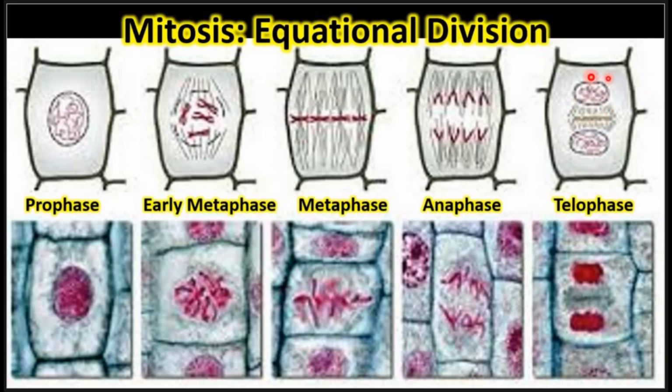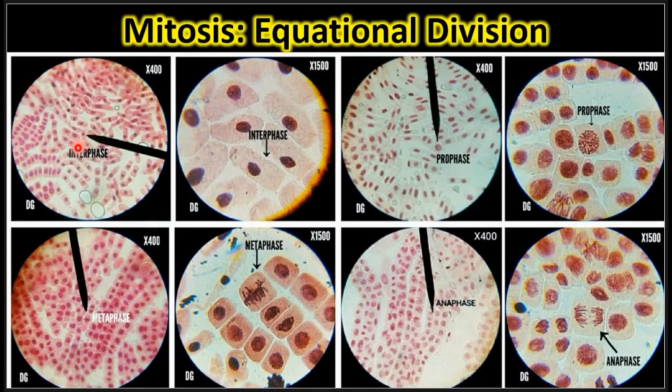This is telophase, where the mitosis has already come to an end, and this is where the cell plate is produced. The cell plate is formed by the fusion of vesicles, and these are the two new nuclei that are formed. This is the diagrammatic representation. Actually, these are the actual pictures of mitosis. This is interphase in low power, interphase in high power, prophase in low power, prophase in high power.